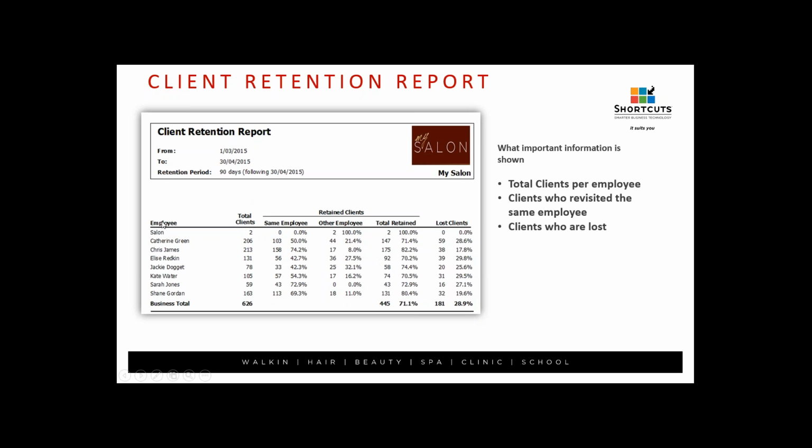It's going to give you the employee names, the number of unique clients that they've seen, how many of those clients have returned to the same employee. So how many of Catherine's 206 clients returned to see Catherine? 103. How many of those 206 came back to see another employee? 44. So 147 retained overall. And then how many of those clients were lost? 59.